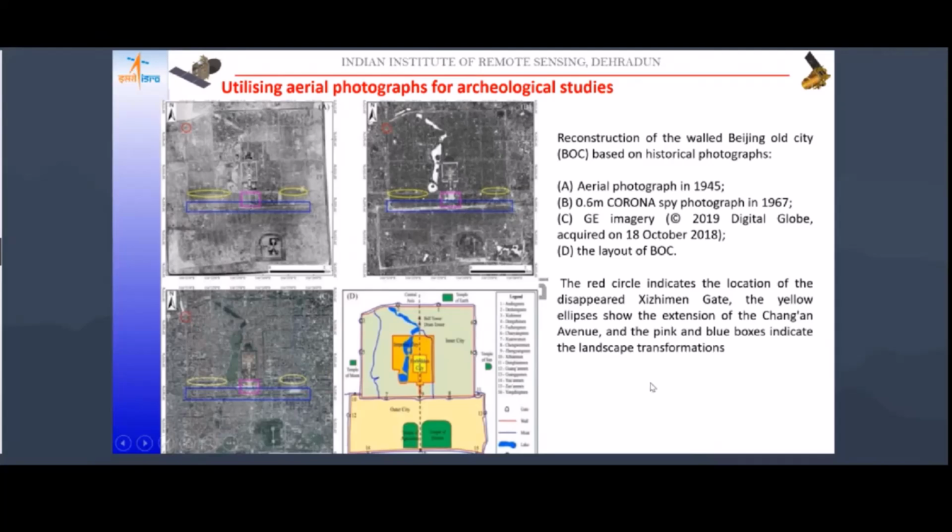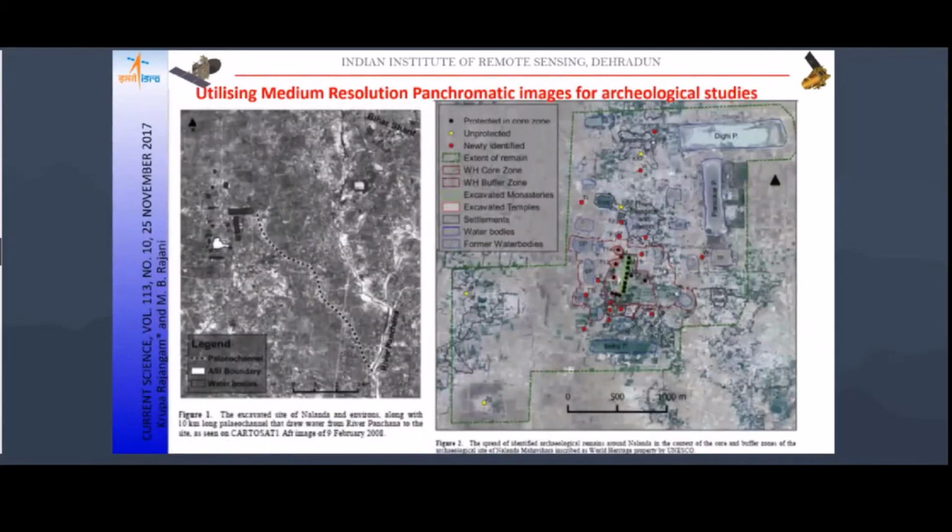Then here is an example of utilizing medium resolution panchromatic images. This is satellite data, a study done by Dr. M.B. Rajani and her associates. This is the Nalanda Mahavihar that they have studied, and they have also marked out paleo channels, and here is the heritage area. So the excavated site of Nalanda and the environment, along with the 10-kilometer long paleo channel that drew water from the river Panchana to the site, and this is seen in the Cartosat imagery of 2008.